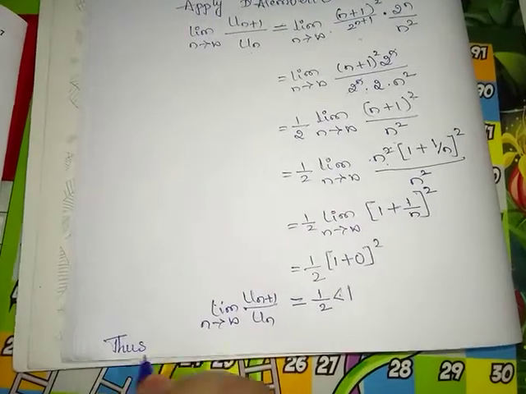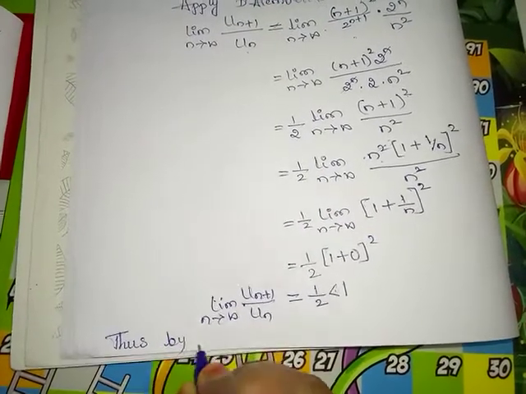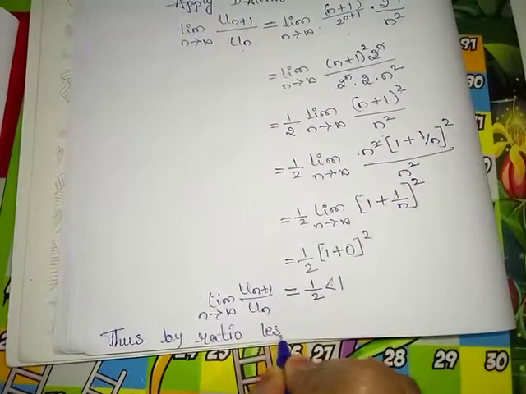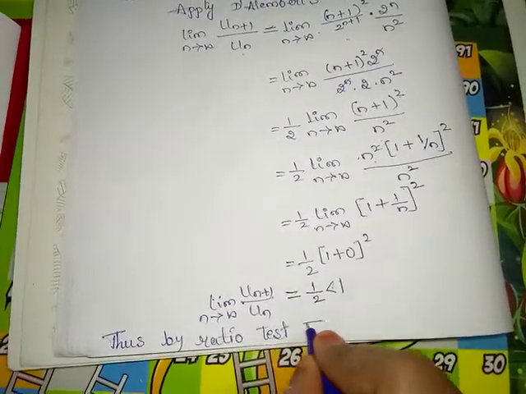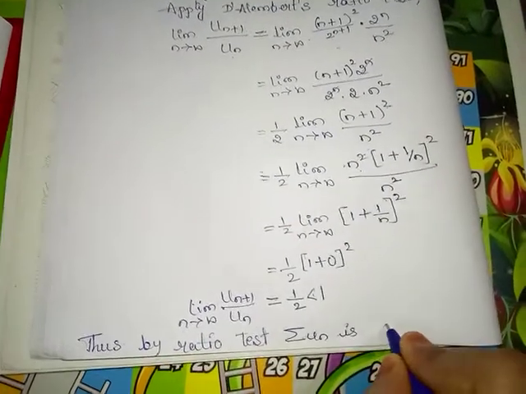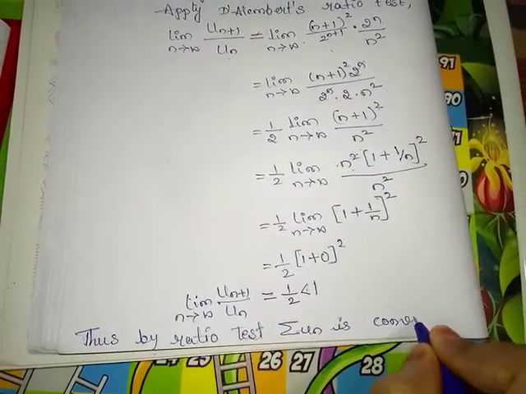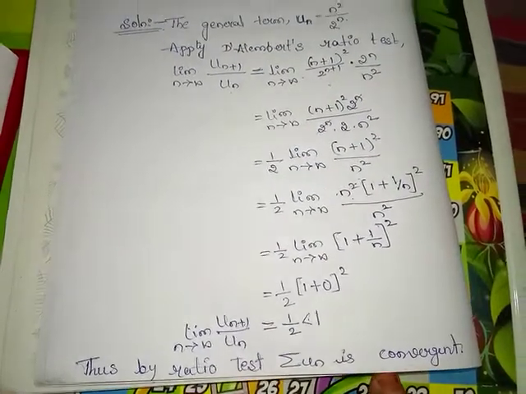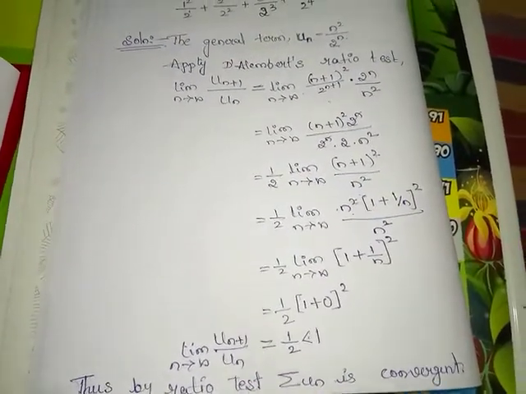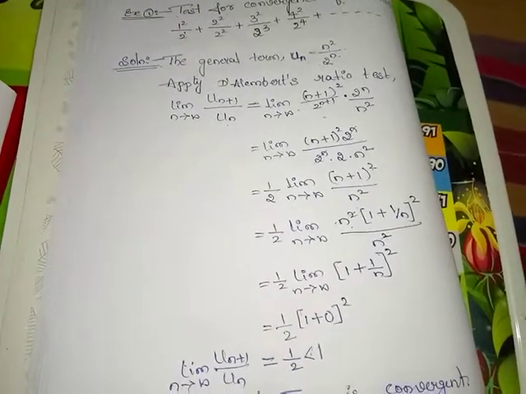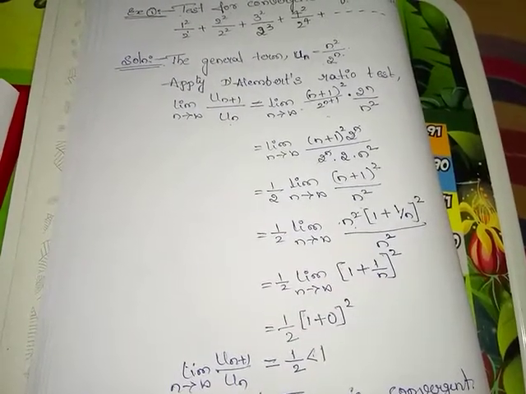Thus, by ratio test, summation u(n) is convergent. This is how you have to solve the examples by using D'Alembert's ratio test.